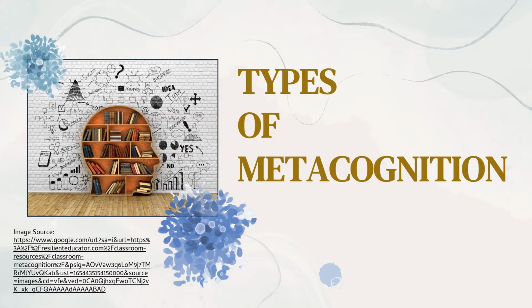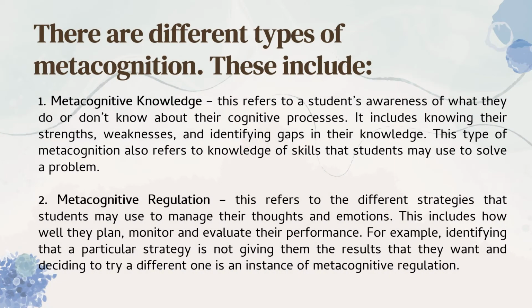And for the next subtopic, we have the types of metacognition. There are different types of metacognition. These include number 1, metacognitive knowledge. This refers to a student's awareness of what they do or don't know about their cognitive processes. It includes knowing their strengths, weaknesses, and identifying gaps in their knowledge. This type of metacognition also refers to knowledge of skills that students may use to solve a problem.